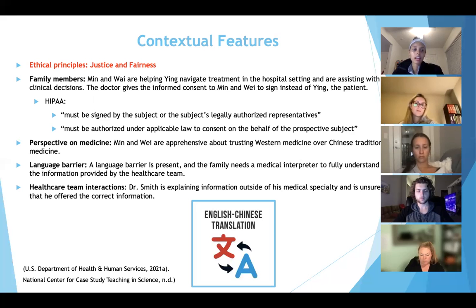Again, that's hitting on needing that medical interpreter and the healthcare team being able to understand the needs of the patient. And lastly, I want to talk a little bit about healthcare team interactions. Dr. Smith is explaining information from outside of his medical specialty, and he's unsure that he's offering the correct information. It's really dangerous for the patient, and they're not getting the correct information. So it could be hard for her to make informed decisions about how she wants to move forward in her care.